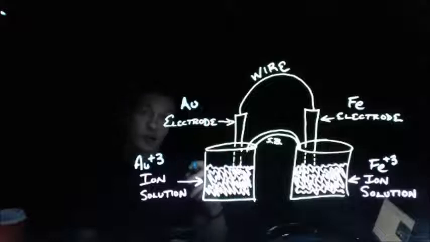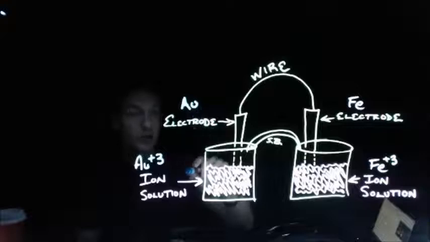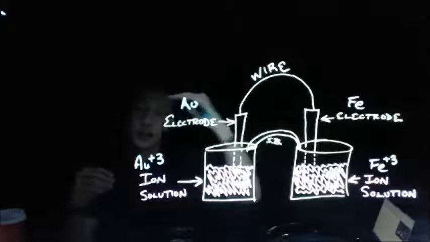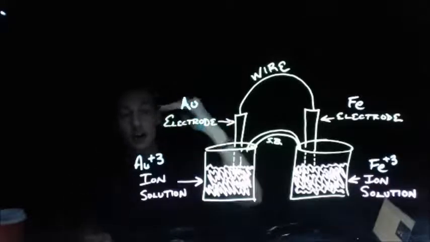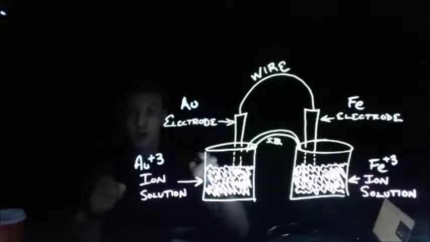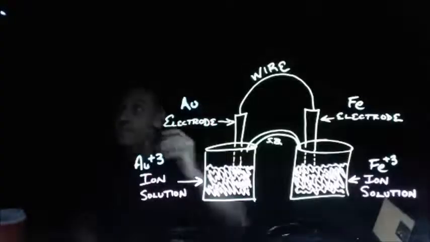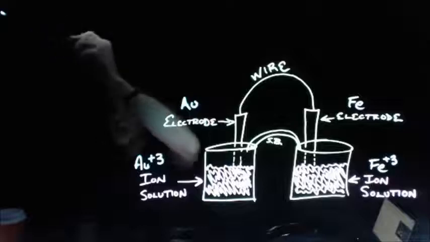The first thing you're going to have to do is look at a standard reduction table and find which is going to be the oxidation and which is going to be the reduction, and you're going to base that on which one is higher on the chart and which one is lower on the chart. The higher one on the chart is the reduction. It's going to remain the reduction. The lower one on the chart is going to be the oxidation. On the standard reduction table, gold was higher.